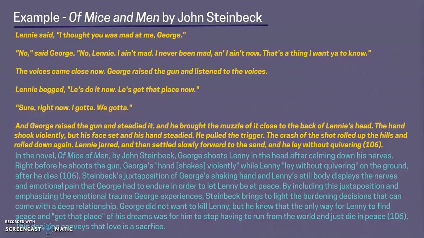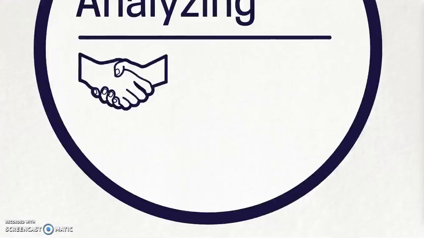Steinbeck's juxtaposition of George's shaking hand and Lenny's still body displays the nerves and emotional pain that George had to endure in order to let Lenny be at peace. By including this juxtaposition and emphasizing the emotional trauma George experiences, Steinbeck brings to light the burdening decisions that can come with a deep relationship. George did not want to kill Lenny, but he knew that the only way for Lenny to find peace and get that place of his dreams was for him to stop having to run from the world and just die in peace. This decision conveys that love is a sacrifice.